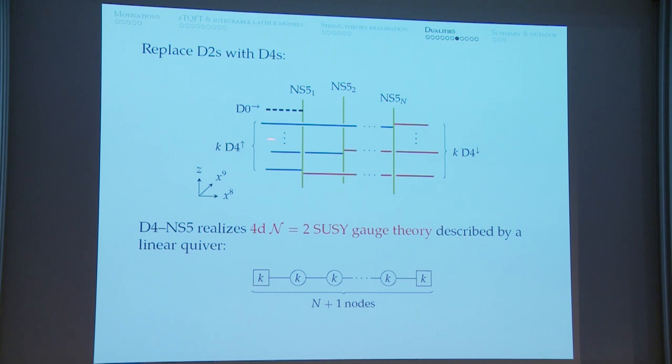So this brane picture, with D4 and NS5 branes, realizes instead of a 2D theory, a 4D theory. What we get from this picture is the 4D N equals 2 supersymmetric gauge theory, which is described by this linear quiver. Okay, so that's what we get if I use D4 branes instead of D2 branes.